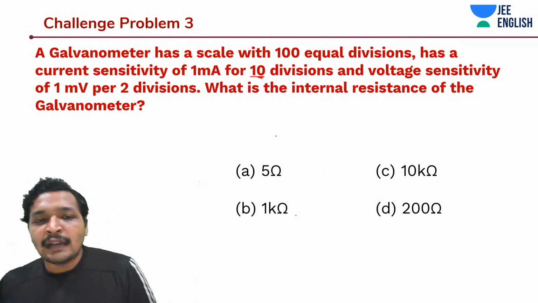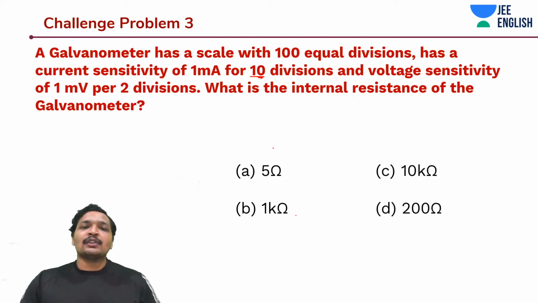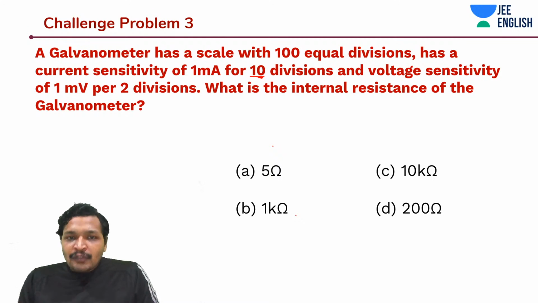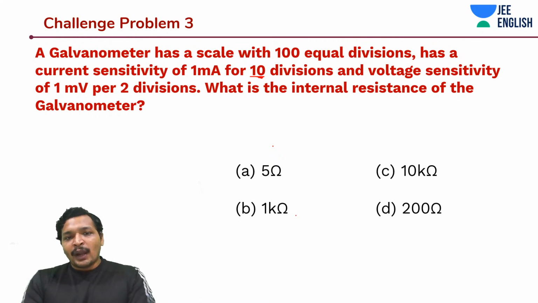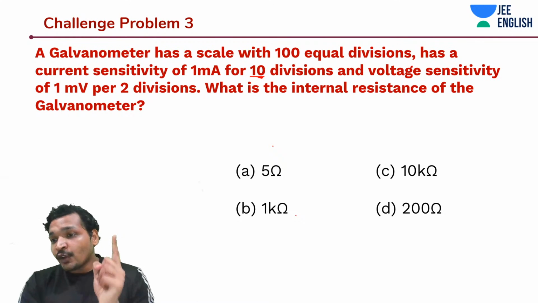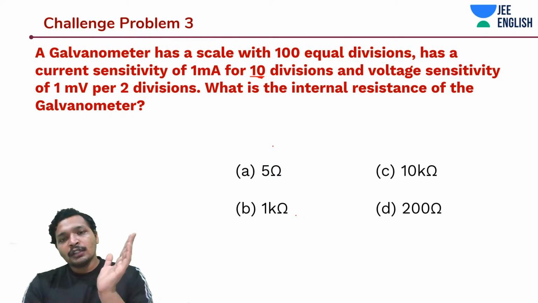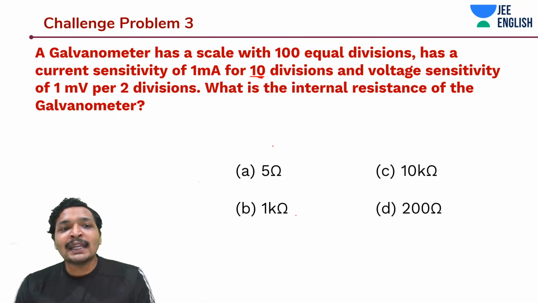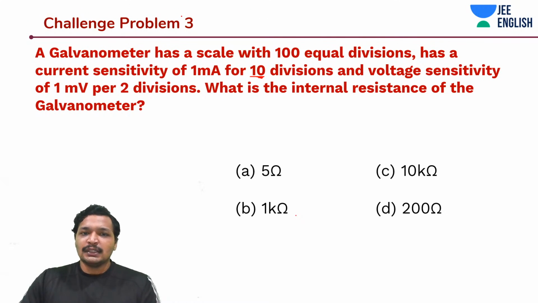Now, what about this? A galvanometer has a scale with 100 equal divisions. Let's not get into all the calculations, just try to do it right away. A galvanometer has a scale with 100 equal divisions and has a current sensitivity of 1 milliampere for 10 divisions. If they gave you unequal divisions, what are you going to do? You are going to calculate for the full scale sensitivity to calculate the resistance of the galvanometer. And the voltage sensitivity of 1 millivolt per 2 divisions. Same thing.